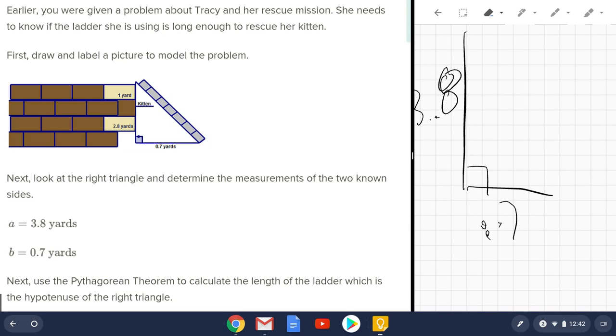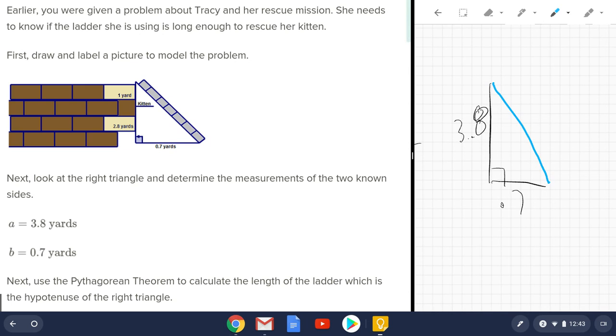All right, so we need to figure out if her ladder is long enough. So we know what A and B are equal to. We know that A is equal to 3.8 and B is equal to 0.7. So we need to figure out 3.8 squared plus 0.7 squared. We need to figure out what those two numbers are. So use your calculator, multiply 3.8 times 3.8. So 3.8 times 3.8 gets 14.44.